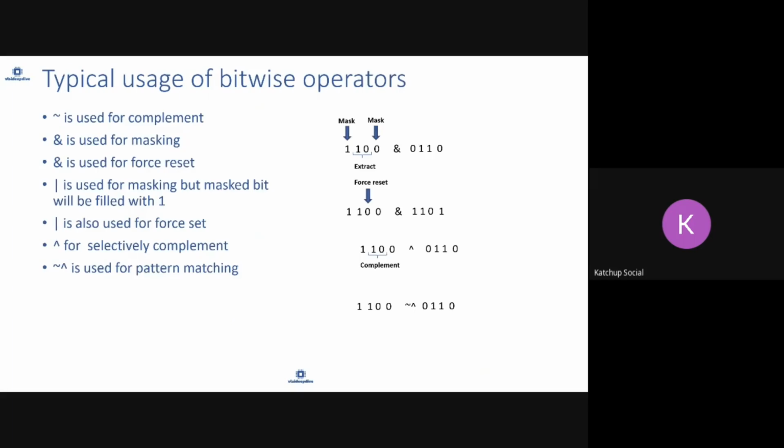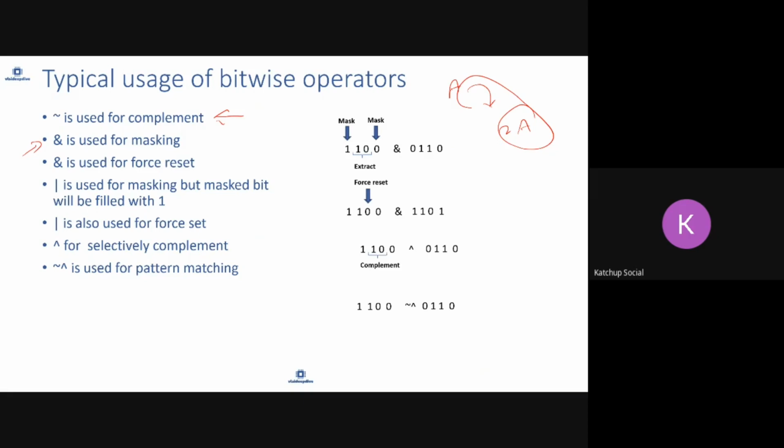So what is a typical usage of these bitwise operators? Of course, NOT is used to create a complement. Let's say you have a bus A and you want to complement it, you will just do NOT of A. Each of the bits will be complemented, so it is used to create a complement. What is the use of AND? AND is used for masking.